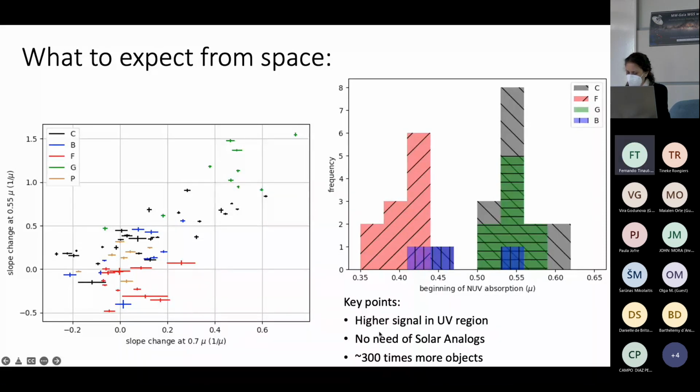Another point is that as we are out of the atmosphere, we are going to have a higher signal in the ultraviolet region. This is because the atmosphere absorbs most of the ultraviolet light.